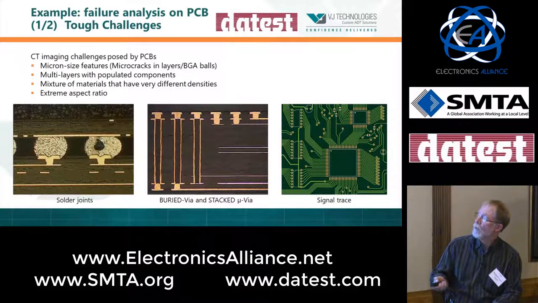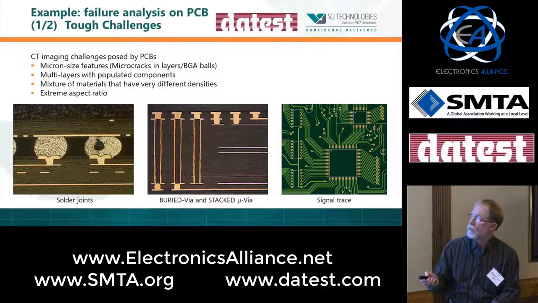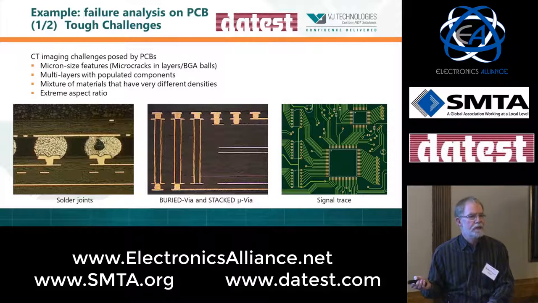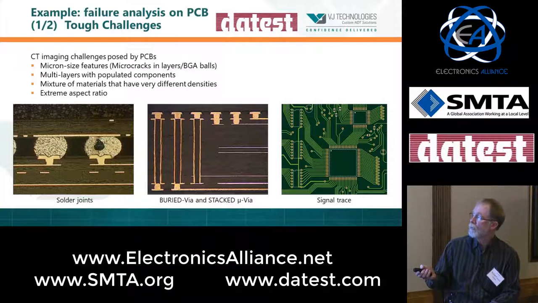And using what we all know with PCBs as an example, some of this stuff is really, really small. CT imaging faces lots of challenges with boards. We're usually dealing with micron-sized features. We're usually dealing with lots of items that can't be captured by conventional X-ray. We're dealing with multiple layers, different thicknesses of copper, multiple materials, high aspect ratio holes, 12 to 1 and greater, very fine line circuitry, and often the defect is embedded deep in the board.